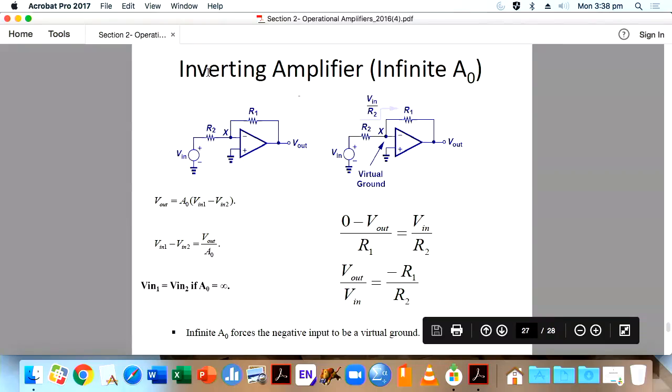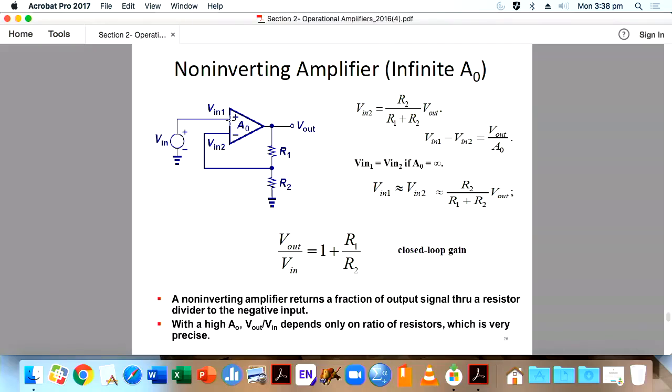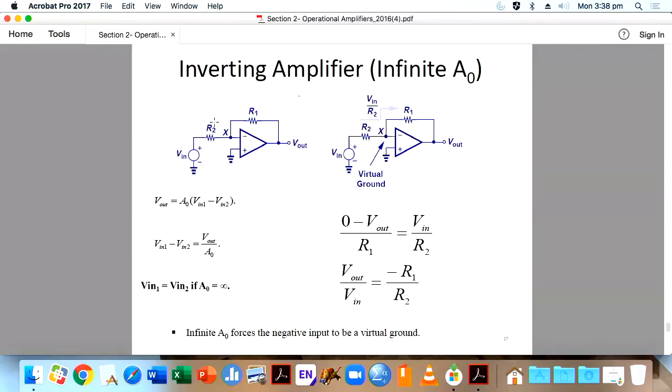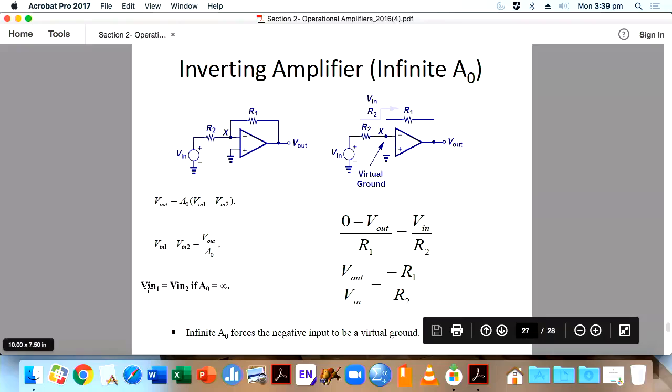Then the inverting amplifier. In the non-inverting amplifier, you are connecting your signal to the non-inverting terminal. In the inverting amplifier, you are connecting the signal to the inverting terminal, that is the negative, and the positive part you have grounded, so you get negative feedback. In the inverting amplifier also, you will be giving negative feedback. Again V out equals A0 into (V in 1 minus V in 2). So when A0 equals infinity, V in 1 minus V in 2 equals 0, so that V in 1 equals V in 2.